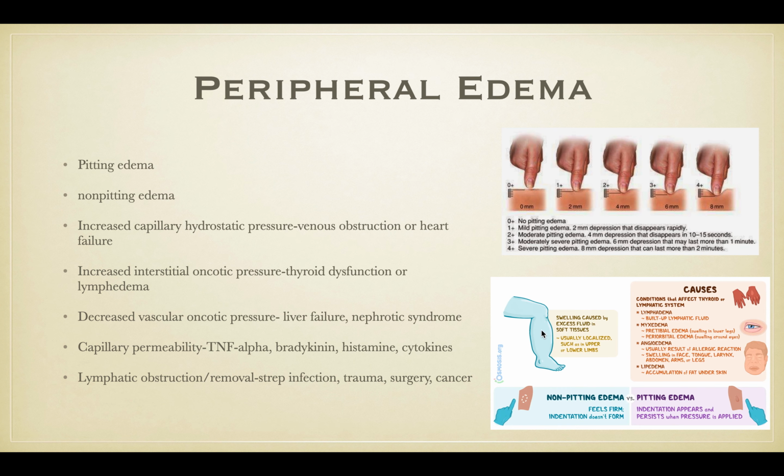So they just kind of swell mostly in the lower limbs, and it's benign. It's just aesthetically displeasing, and there's some limited mobility. So the decreased vascular oncotic pressure can be due to some kind of liver disease or chronic kidney disease. And the capillary permeabilities are going to be affected. So TNF alpha, bradykinin, histamine, and cytokines will be released during diseases, infections, and whatnot.